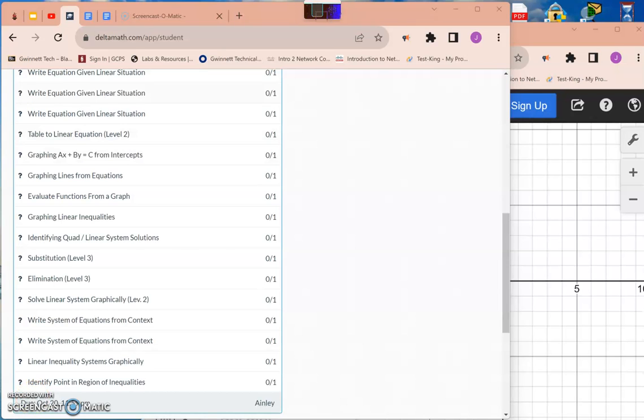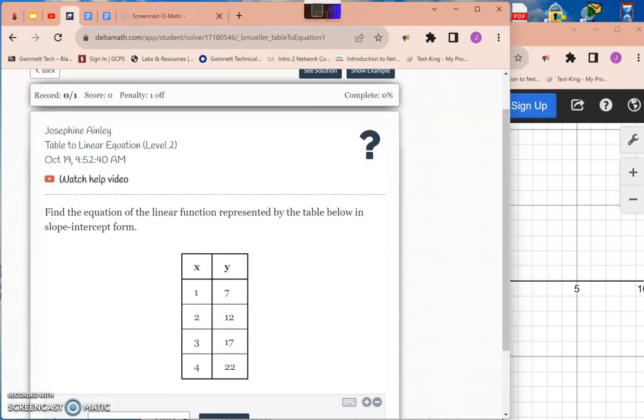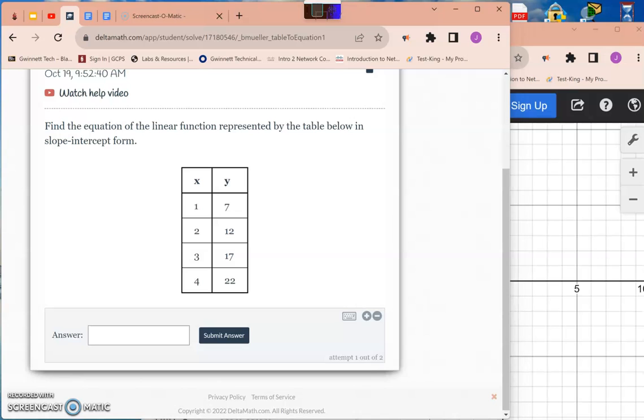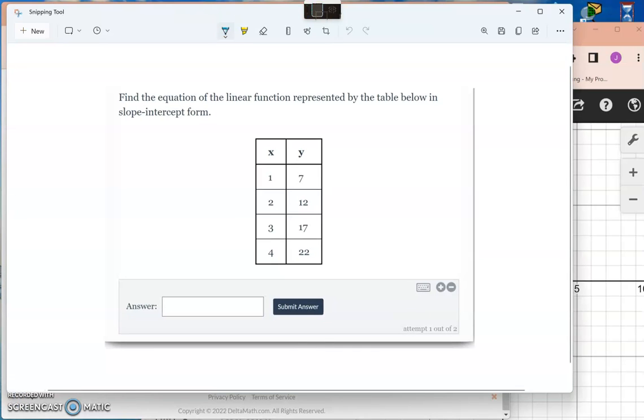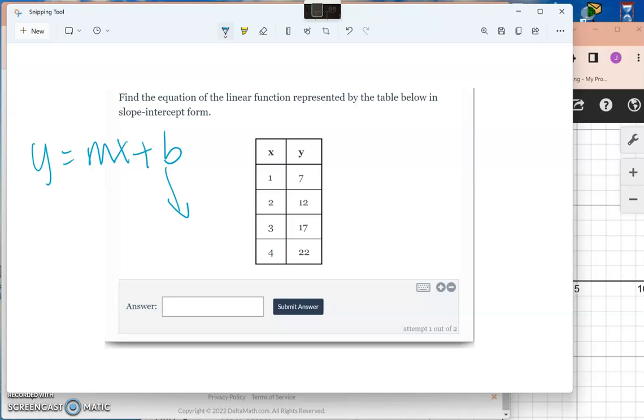So we're going to take a look at table to linear function level 2. Remember, as always, since it is a linear function, you do need to have y equals mx plus b. So you need to find the y-intercept, and you need to find the slope, and then you can write the equation.